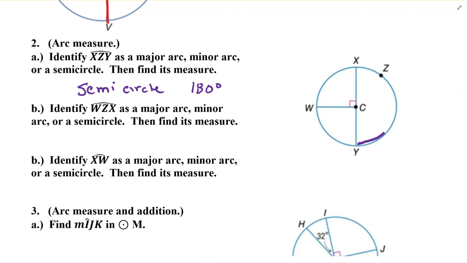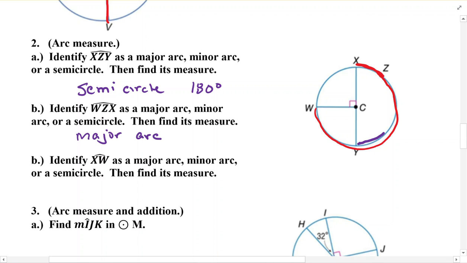For the next one, we want to find WZX. So we're going to start at W, and we have to go through Z before we hit X. This is a major arc because it's definitely greater than half the circle. And it'd be 180 plus 90 degrees, which should give us 270 degrees.